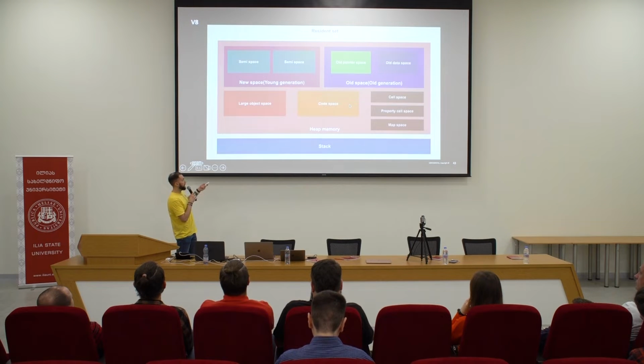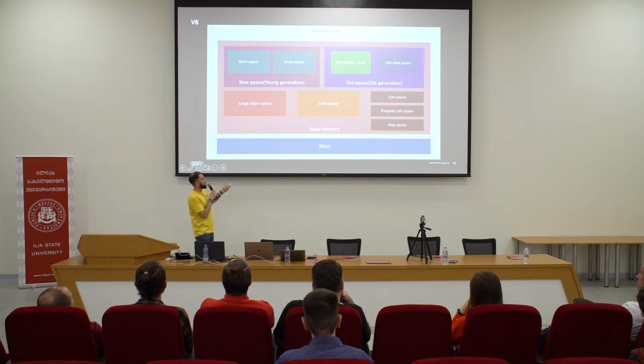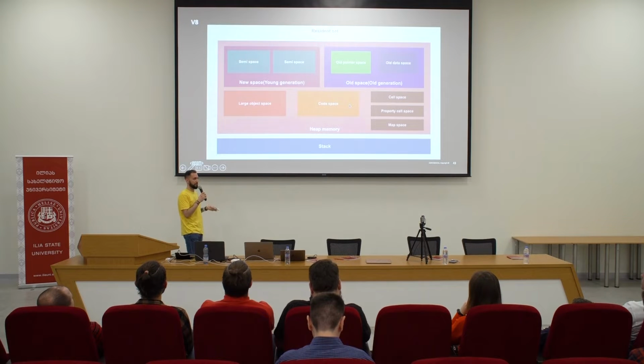But here we have heap memory, the new space. It's for new objects and has two semi-spaces. I think you can remember this from my previous slides. And the old space is for long-living objects. So here are two areas. They're usually not the same size, but here they are drawn the same. Old pointer space is for objects that have links to other objects, and old data space is for objects that don't have pointers to another object. So usually it's primitive values, strings, and flat objects.